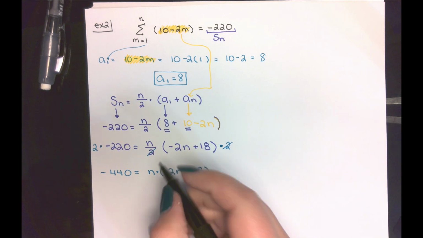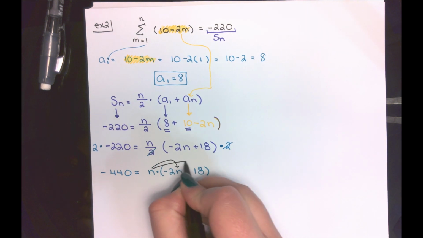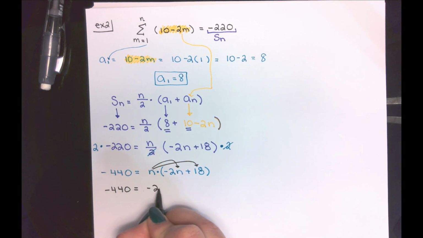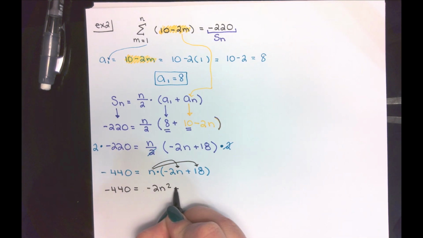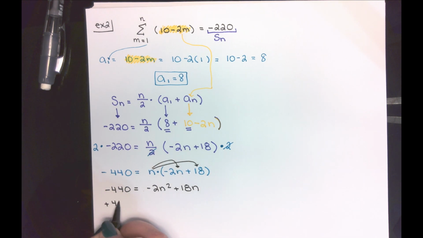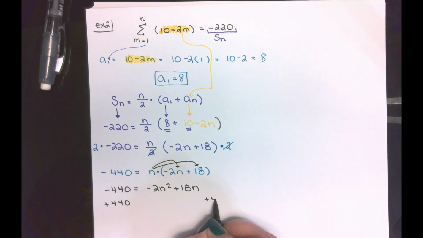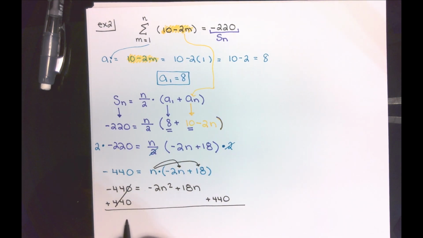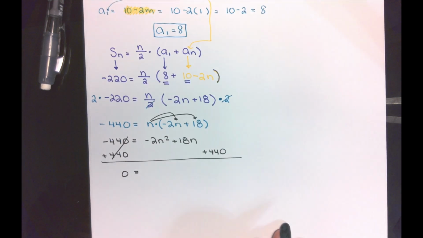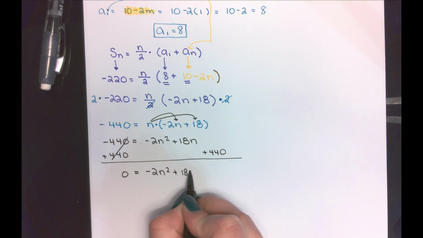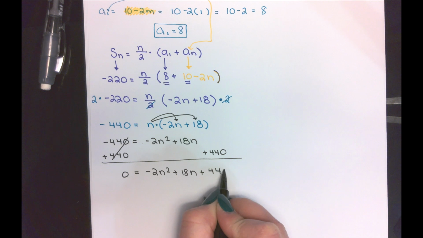Here we're going to distribute and end up with a quadratic. So unlike the other example, this one ends up needing to be factored after we add 440 to both sides. So 0 is equal to, let me shift this up, negative 2n squared plus 18n plus 440.